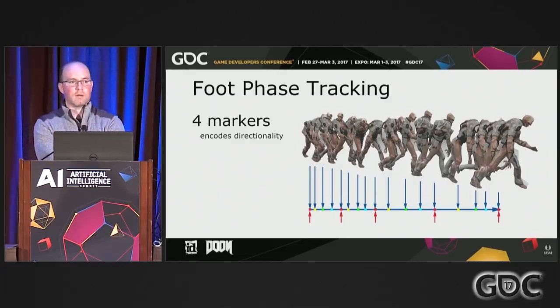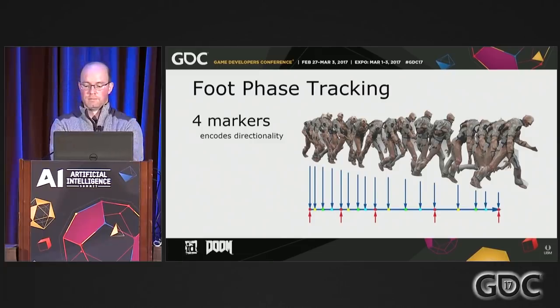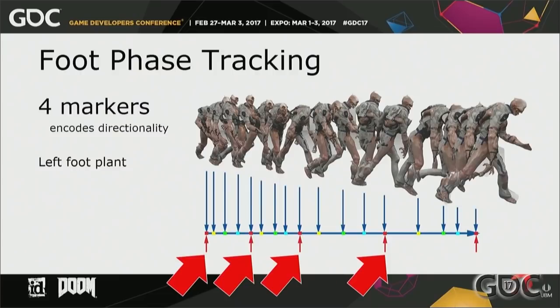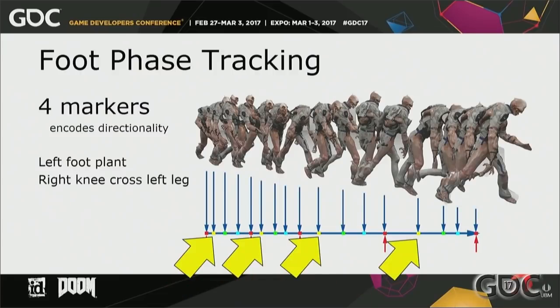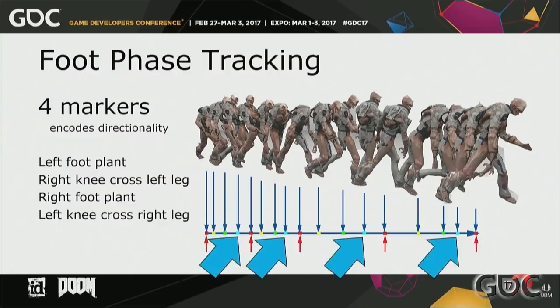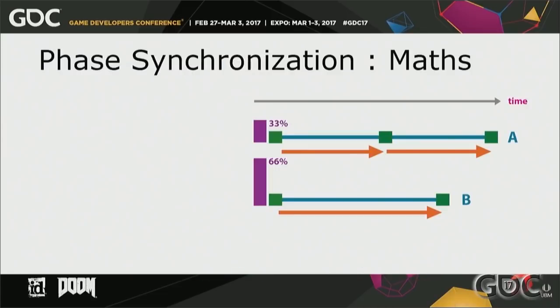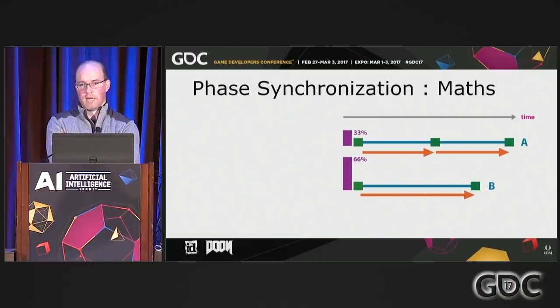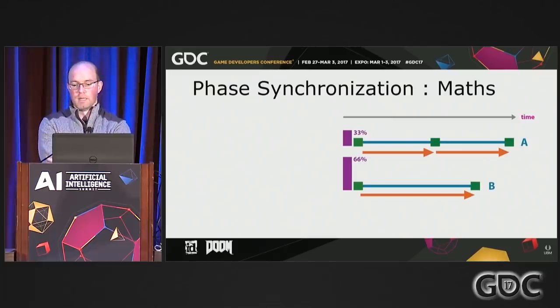Now, we use 4 markers to keep track of foot phase. Why 4 and not 2? Because directionality is encoded in a sequence of 4, but not in 2. In other words, the sequence 1, 2, 3, 4, 1 clearly defines a forward direction, while the sequence 1, 2, 1, 2, 1 does not. The 4 markers we use are left foot plant, right knee cross left leg, right foot plant, and left knee cross right leg. Now suppose we have 2 animations that we want to play in sync, animation A and animation B. Further suppose that animation A has twice as many footsteps as animation B, yet the time between footsteps in animation B is longer.